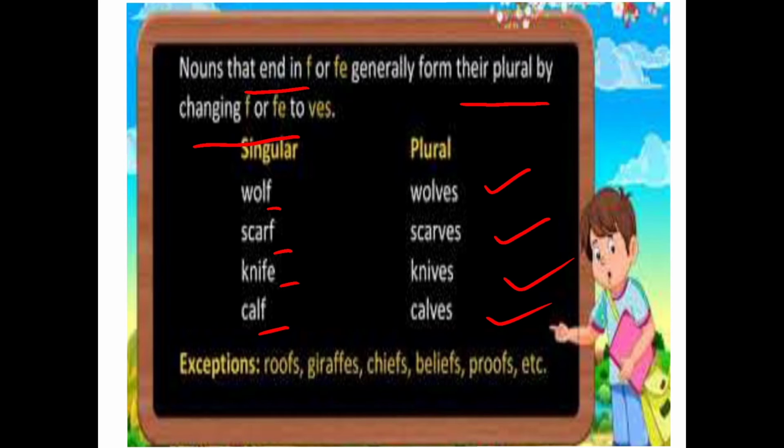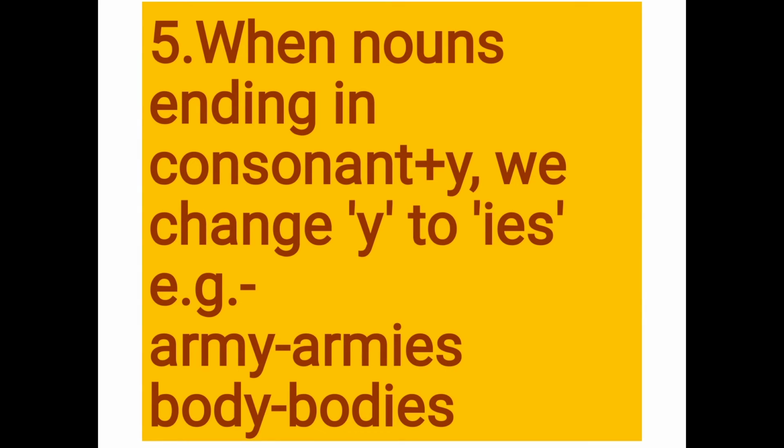Dear students, have you observed that we have removed f or fe and we have added ves to make them plural? But there are some exceptions. There are some nouns which are not following this rule. Roof, plural of roof will be roofs. Giraffe, giraffes. Chief, chiefs. Belief, beliefs. Proof, proofs. Let us discuss our next rule.